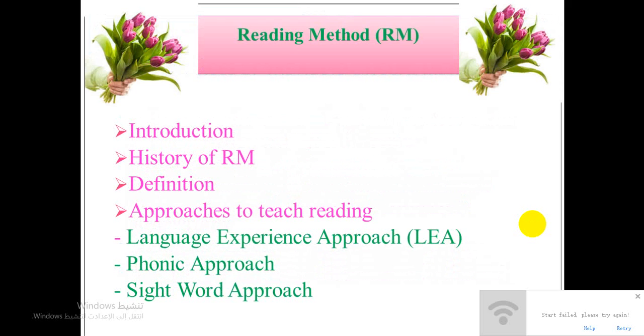The second method that we'll discuss in this lecture is the reading method. The outlines that we'll discuss related to the reading method are introduction, history of reading method, definition, and approaches to teach reading. We have three approaches to teach reading, which are language experience approach, phonics approach, and sight word approach.